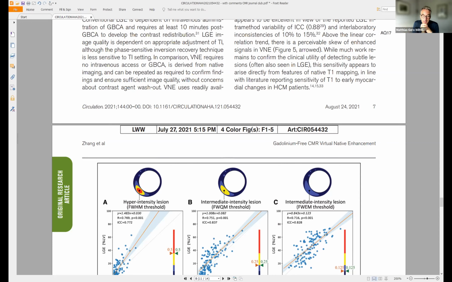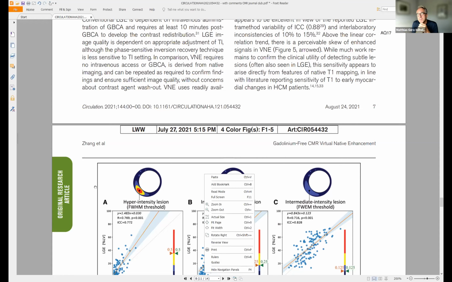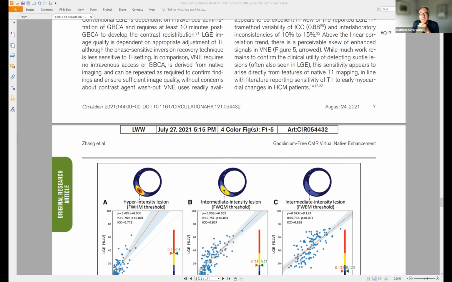So that's great, and I think it's especially useful in cardiomyopathies, where I think these subtle lesions play a much more important role than in MI, where you have a solid replacement fibrosis, whereas in cardiomyopathies, this may not be solid at all. So then a quick question, how robust was this really?